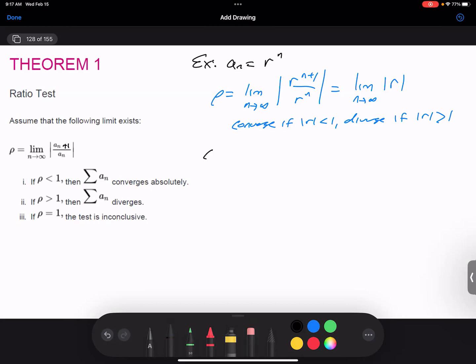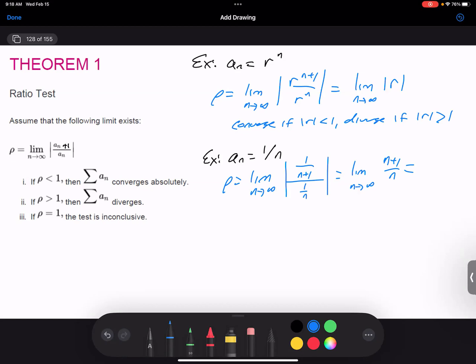As another example, let's let a_n be 1 over n. Then rho would be the limit as n goes to infinity of the absolute value of 1 over n plus 1 divided by 1 over n. That's the limit as n goes to infinity of n plus 1 over n. What does that limit equal? So as n goes to infinity, what does n plus 1 over n go to? One. If you think about it, 100 over 99, 1,000,001 over 1,000,000, 1,000,000,001 over 1,000,000,000. This is going to just go to 1.